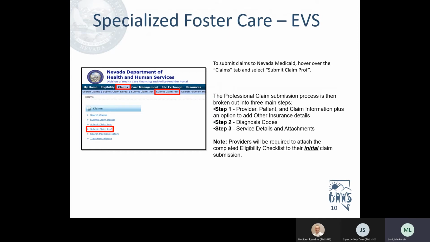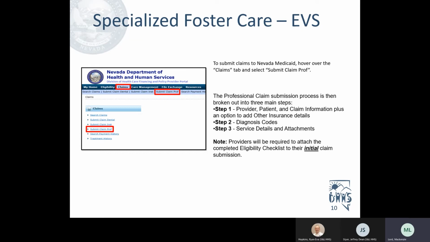Once you're ready to submit claims, you are logged into the EVS portal. Under that top dark blue toolbar, you're going to hover over the Claims tab. And for provider type 86, you're going to want to submit claims professional. So you all are going to submit professional claims. And then the claim submission process is broken out into 3 different steps. So step 1 is going to be on the first page, and that's going to include your provider information, the patient information, and any claim information. You'll also have the option here to add any other insurance details.